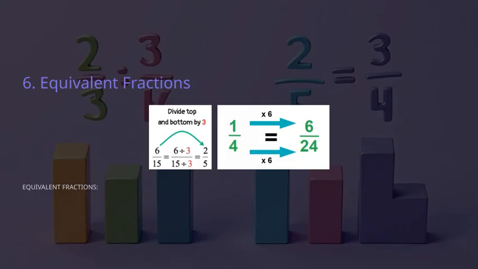Now, let's move on to the concept of equivalent fractions. When we talk about equivalent fractions, we're referring to fractions that represent the same part of a whole, even if they look different. For example, 1/2 and 2/4 are equivalent because they both cover the same portion of a whole. The key idea here is that multiplying or dividing both the numerator and the denominator by the same number doesn't change the value of the fraction.